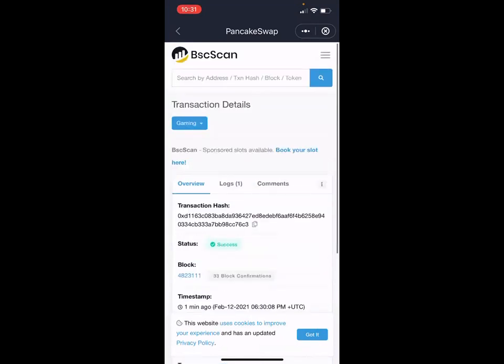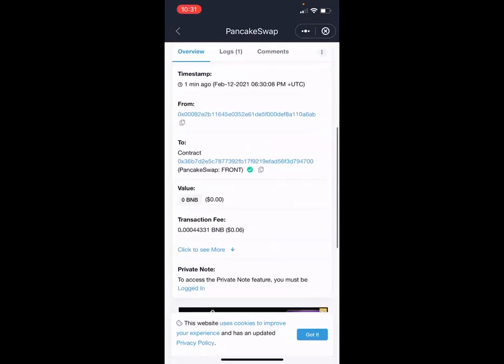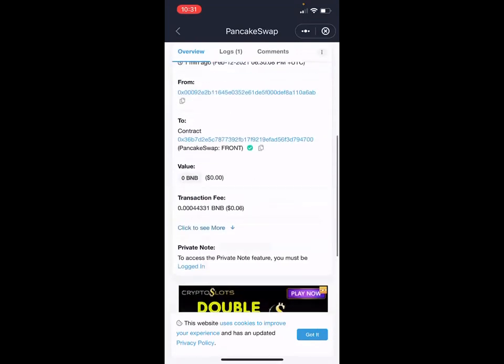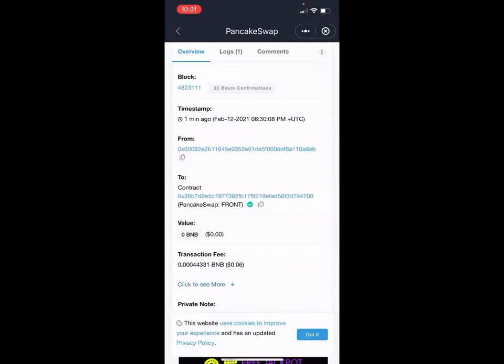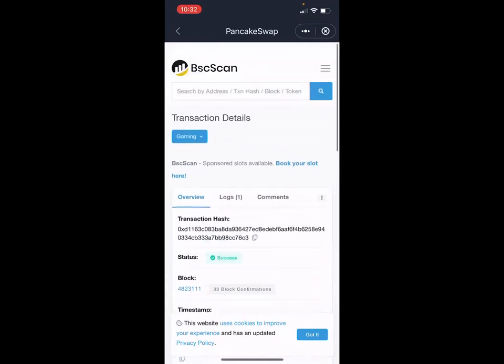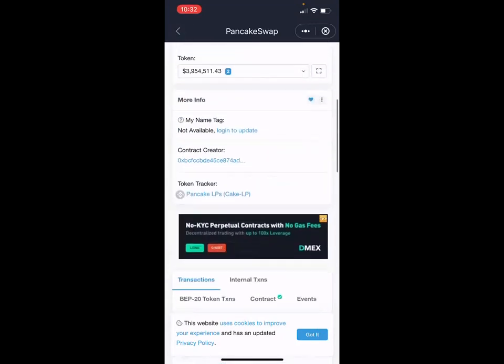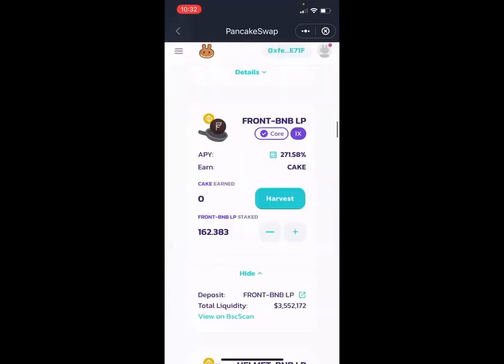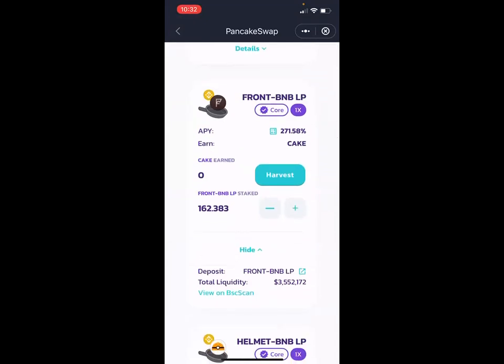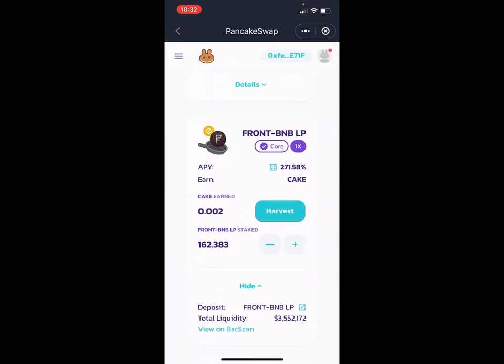This is the last one that we did, right? And it's basically telling you the PancakeSwap front contract. So you staked it on here, right? It's showing you what you've staked. So as you guys can see, boom, it just started to accumulate. So when you have a larger amount in there, the quicker you earn.